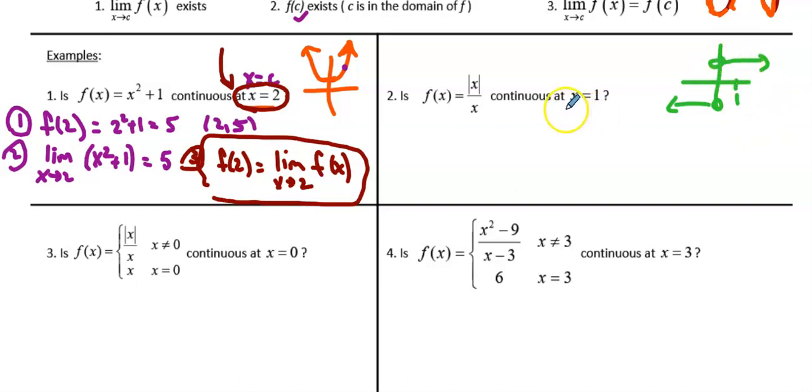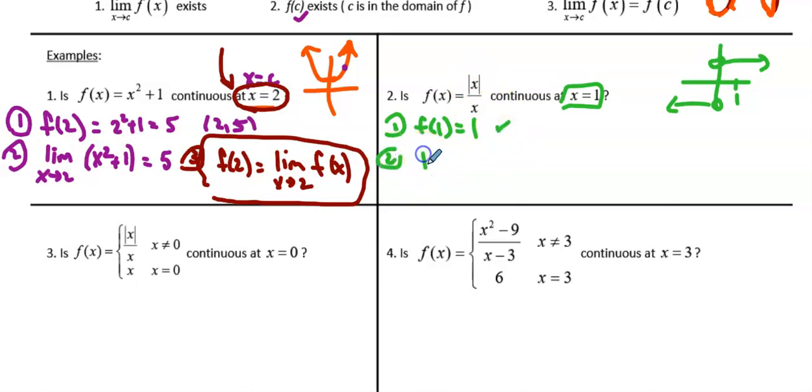Again, this is where you need to stress what value we're looking at when we start writing these things out, because clearly in this particular example, it's not continuous at x equals 0, because there's an asymptote there. But we're going to look at where x is equal to 1. So again, practice makes perfect. We're going to do f of 1. We're going to plug in 1 to both of these. The absolute value of 1 over 1 is just 1. So I know that that's defined.